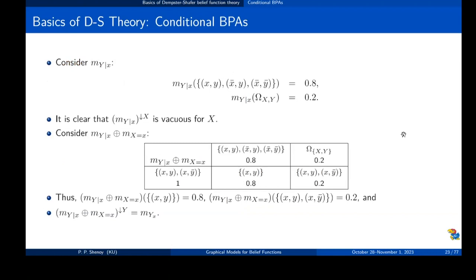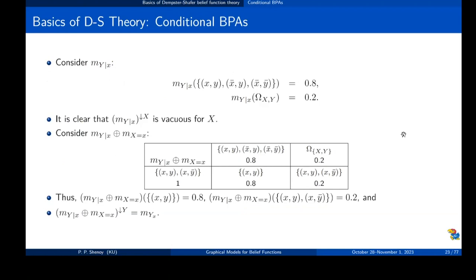And I'll show you, so this is to satisfy. So basically, if I take this conditional here, I drop x, so this is y and y bar, so the point goes to y bar, this also goes to y bar. So basically it's vacuous. I'm removing y here. So x and x bar here, and x bar. So basically this is vacuous for x.